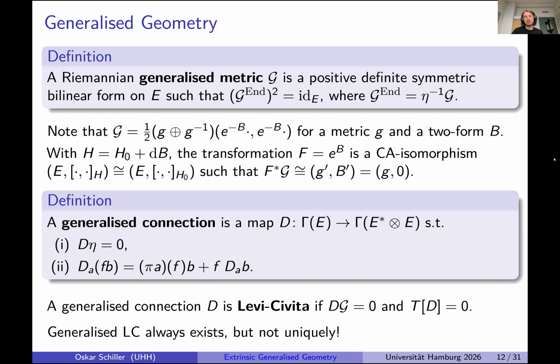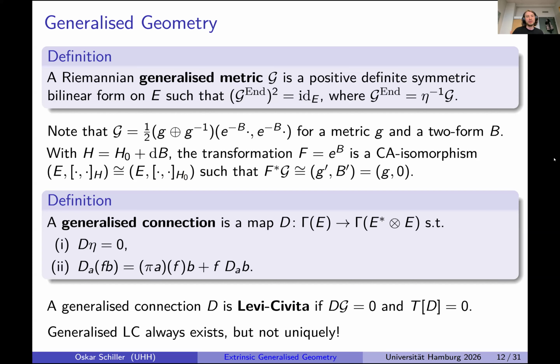So a Riemannian generalized metric is a positive definite symmetric bilinear form over the generalized tangent bundle. That much you might have guessed. And then it has this compatibility condition with the inner product. So if you raise an index, if you will, of the generalized metric with the inner product you have on the generalized tangent bundle, then you get an endomorphism. And this endomorphism you ask to square to the identity.